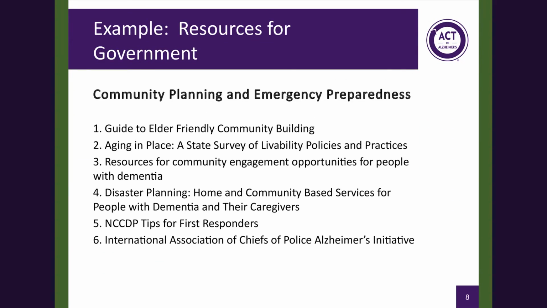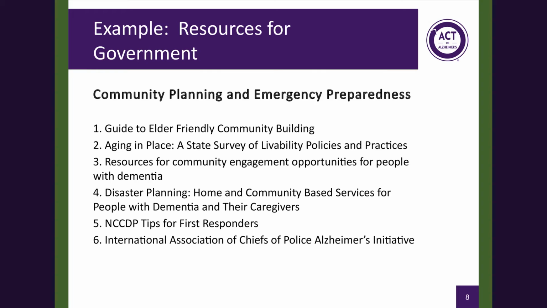Under the website, if you clicked on the Government Planning Cloud, you would be taken to programs that have been gathered around how governments have worked to improve the dementia friendliness of the community. There's a guide to elder-friendly community buildings. There's also a guide to livability policies and practice that allow people to age in place and also support cognitive impairment. There are also guides or different resources that could help around community engagement opportunities so that those living in community with dementia have meaningful opportunities to continue to engage in society.